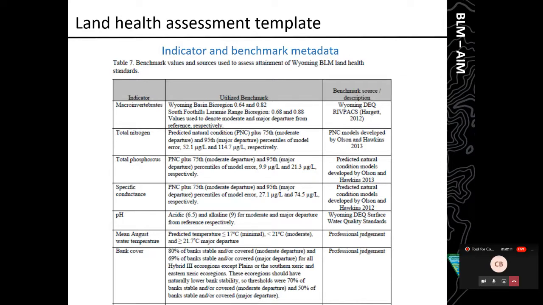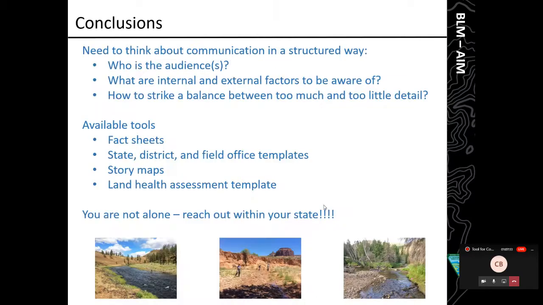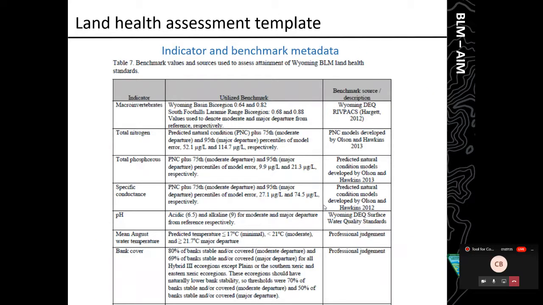So we have things like the benchmark tools, but that can be pretty tedious or difficult and cumbersome to put in an actual evaluation report. And so we have some standardized tables, again, that have just the indicator, a description of the utilized benchmark, and what the source was for a given benchmark. So these are just a couple examples of some of the tables that are available in that land health assessment template that we're trying to standardize.